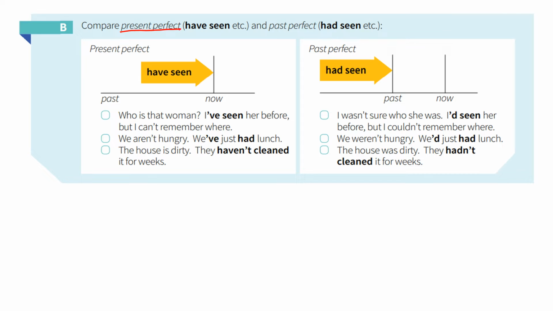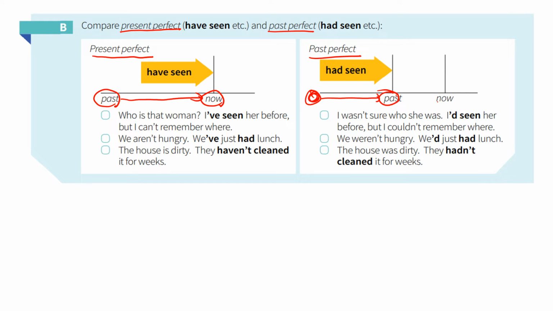Compare present perfect and past perfect. So this is past, this is now. From past until now, present perfect. Now, past and another past. So from past until another past, that's past perfect.